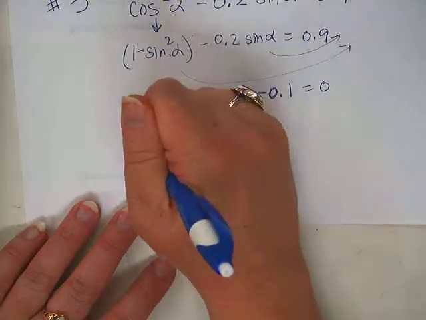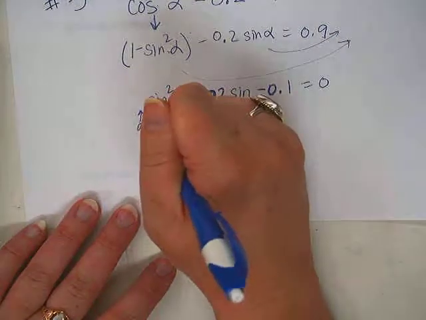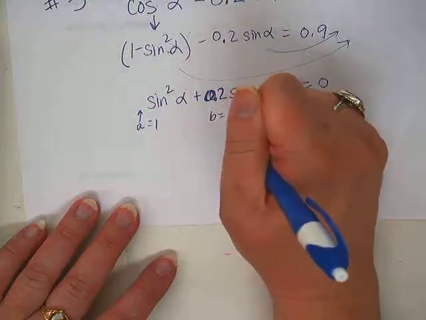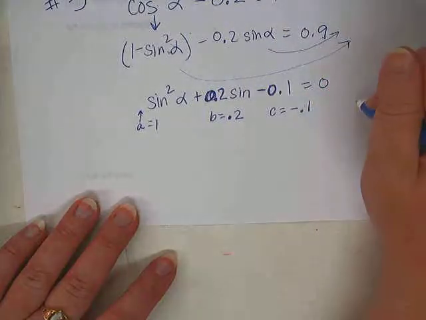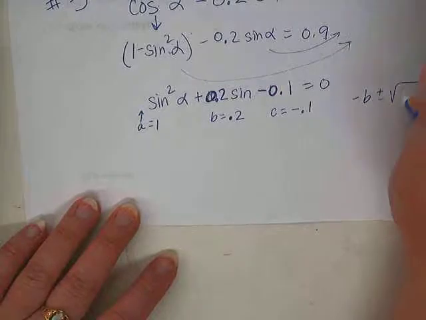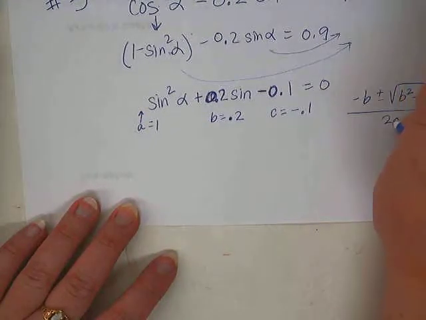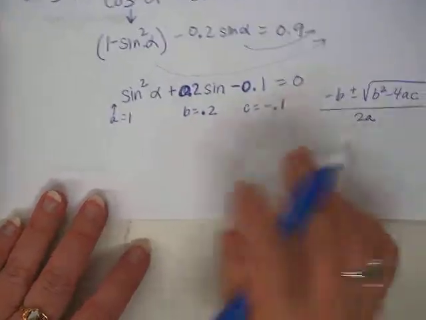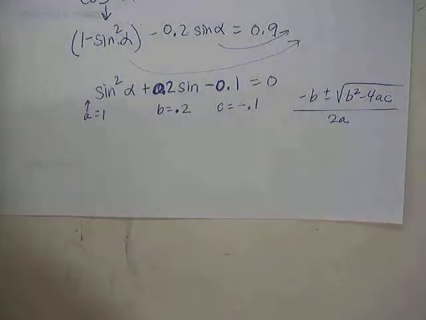And while I'm looking for an app that will do that for us, why don't you guys try doing this by hand? So what's the A value in this problem? 1. What's B? What's C? Negative 0.1. And remember, x equals negative b plus or minus the square root of b squared minus 4ac, all over 2a. So go ahead and try plugging that in and getting that answer for me.